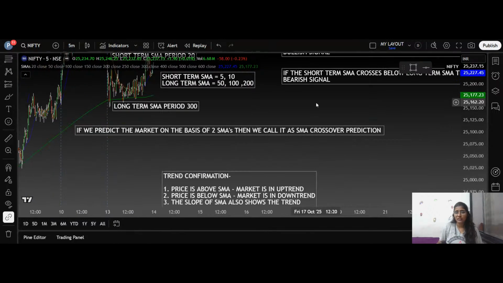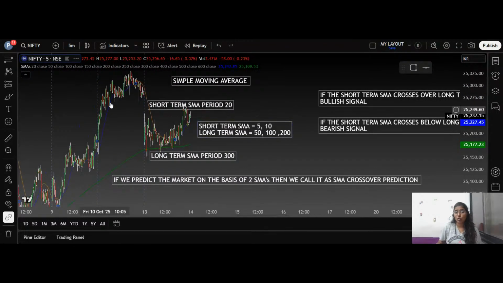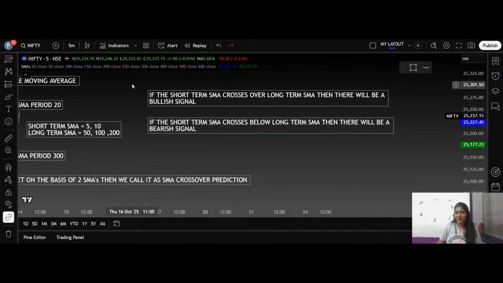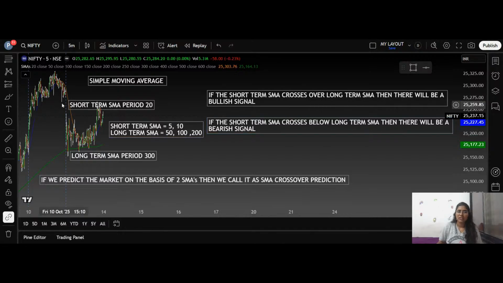But what we have read here is the crossover SMA strategy, what we can predict from a short-term SMA and a long-term SMA. So here we can predict if the short-term SMA crosses over a long-term SMA, then there will be a bullish signal. If the short-term SMA crosses below a long-term SMA, then there will be a bearish signal. This is what we read from this SMA. So I hope this all is very clear to you.